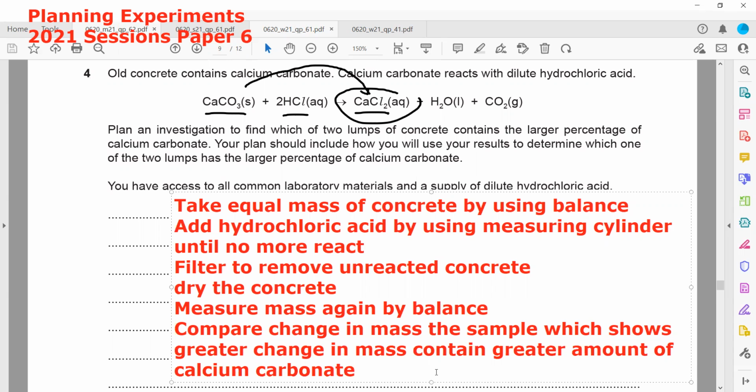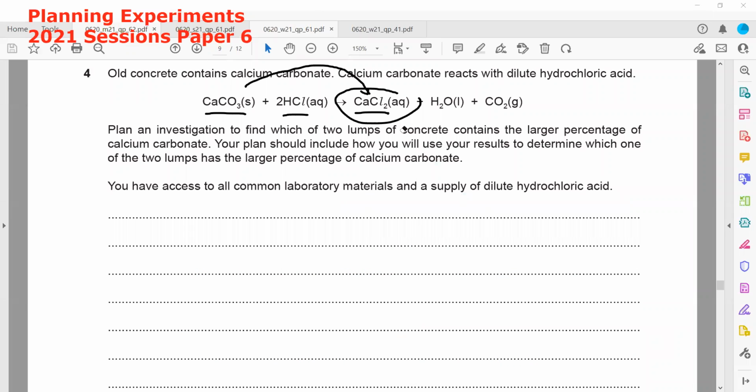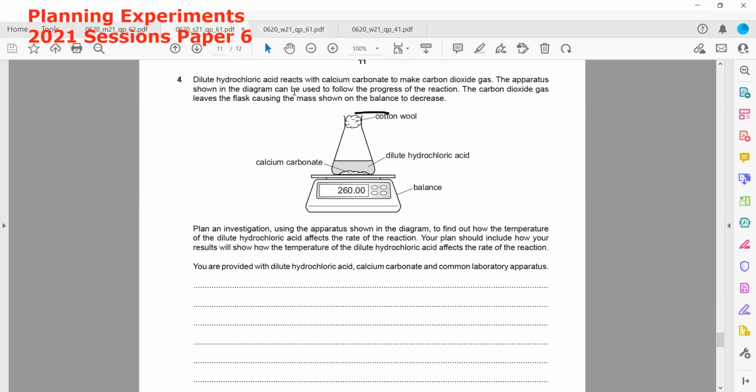So this was the whole experiment. So we are doing the experiments from 2021 sessions. So this was one of the papers, and the next paper is from summer. So this is from May, June 2021, paper 6.1, variant 1.